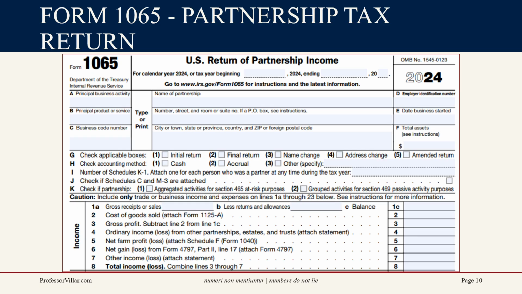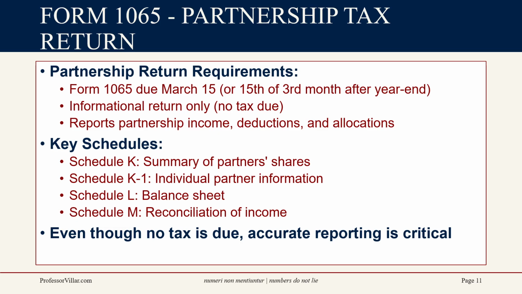Here's what the 1065 partnership taxation form is going to look like, at least the first part of the form. So even though partnerships don't pay income taxes, they must still file a 1065. This is an informational return that reports the partnership's income, deductions, and how everything is allocated amongst different partners. The typical due date is March 15th for a partnership whose tax year ends on December 31st. This is earlier than the individual income tax return.